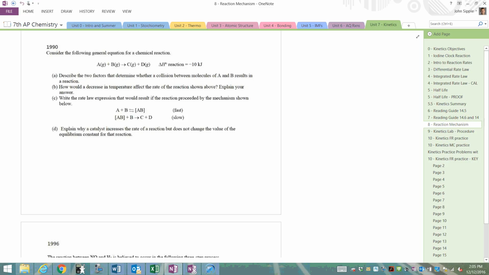So here we go. We've got A and B going to C and D. Delta H is negative 10. So what kind of reaction is this, knowing the delta H is negative 10? Exothermic. Good.